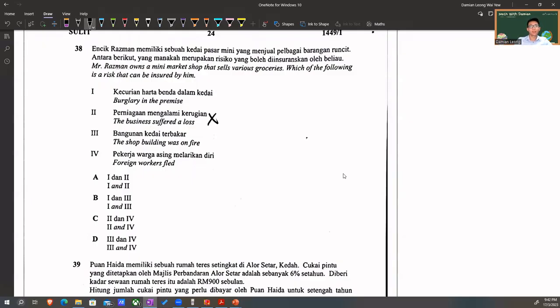Caught on fire, yes, because that's like an accident. Foreign worker flat, also no. That one is considered your fault as well. In fact, you'll get summons. Yeah, you have to pay summons if your foreign worker runs away. So it's 1 and 3. Answer B.